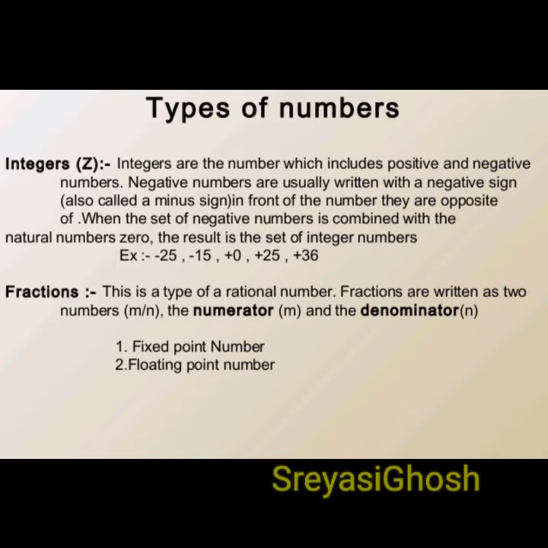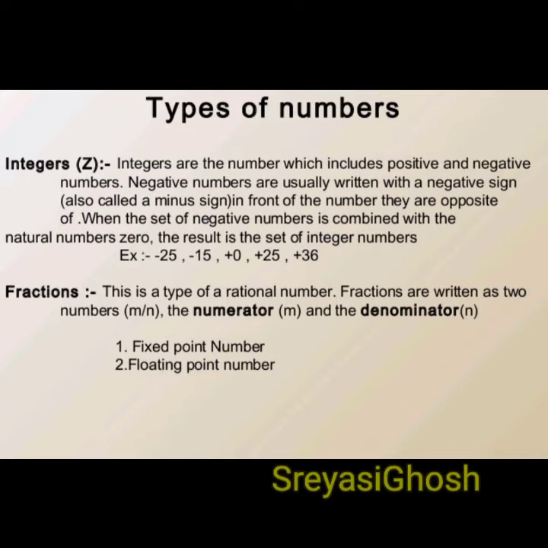Next, we come across set of integers. Integers can be positive and negative, obviously starting from -infinity to +infinity. Next again, fractions can be written in the form of numerator and denominator, where m is the numerator and n is the denominator. Under fractions, we have two such subcategory. One is the fixed point number. Next is the floating point number.